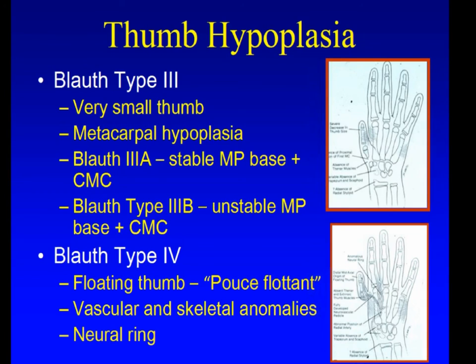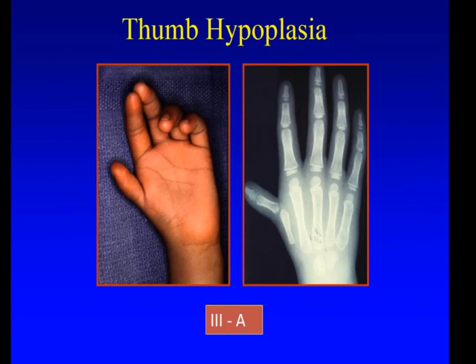Type 4 is a little floating thumb, kind of like that nubbin. It's a pouce flottant. And then there's also type 5, where it's completely absent. So this is just a picture trying to show you the difference. This is a 3A thumb, and you can see how small this thumb is. On the x-ray, it's actually more impressive, I think, than clinically.